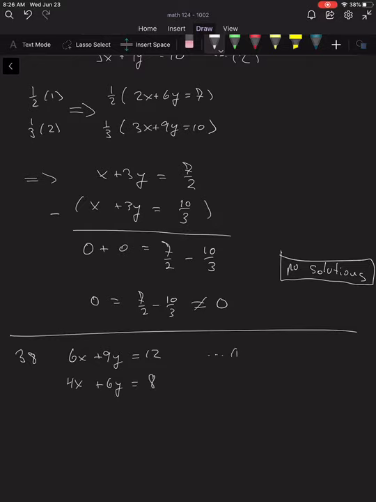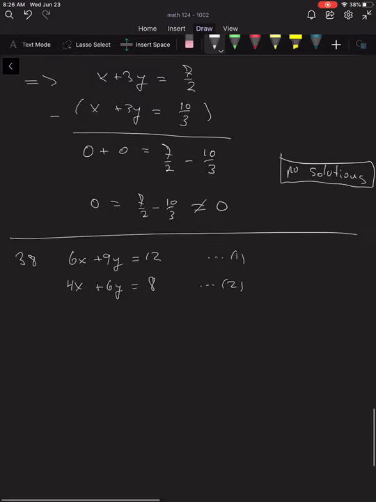So we have to figure out a way to manipulate these equations to get the variables in front the same. Well, again, look at, here's a 6 here and here's a 4 here. If we divide 6 by 3, we get 2. And if we divide 4 by 2, we get 2. So let's take this first equation and divide it by 3, so 1/3 of the first equation. And let's take the second equation and divide it by 2, so half of the second equation.